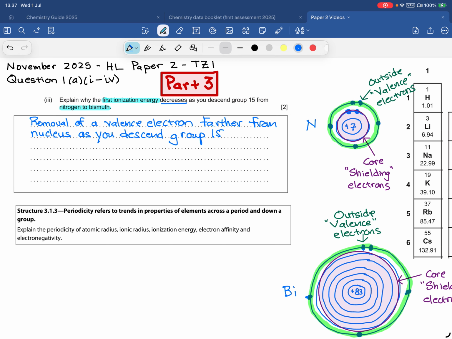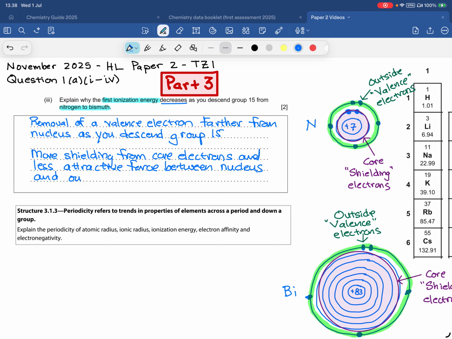Now, why is it that being further down is going to require less ionization energy to remove that, for example, than that one? Well, that's because you have more shielding from core electrons and less attractive force between the nucleus and the outside electrons.